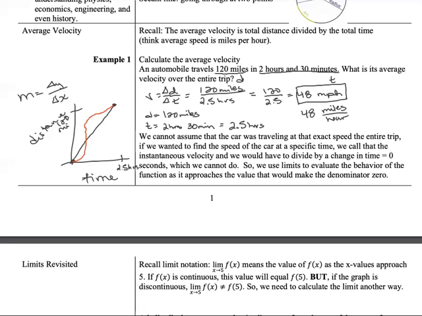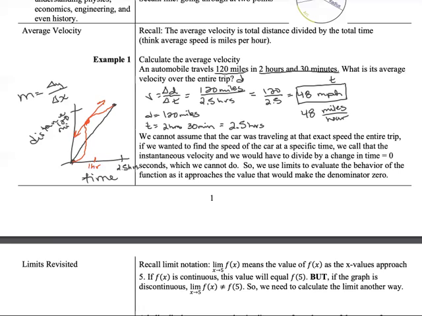If I wanted to know what speed I was going at, let's just say 1 hour, okay, I cannot assume that I was traveling 48 miles per hour 1 hour into my trip. In order to find the speed at that exact time, I would have to find the point at that time and somehow find what my speed or slope was for that one point in time. And that's what we're going to look at in our next example.